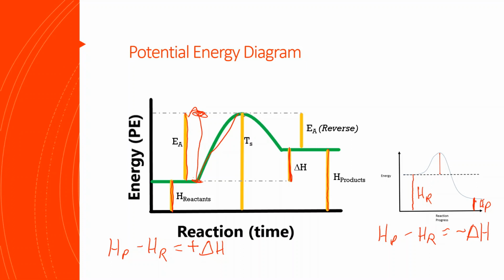Now, T sub S, or the activated complex, this is the point in this reaction where the reactants are going to have the most energy they will ever have. I've also labeled E sub A on here. E sub A is going to be the activation energy of the reverse reaction. So if we're going in that way, this is going to be the activation energy of the reverse reaction.